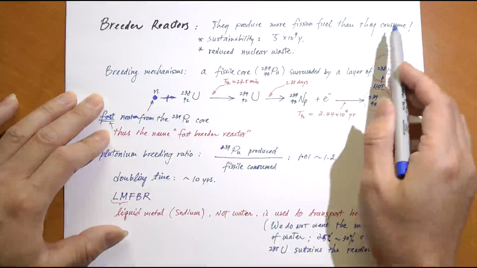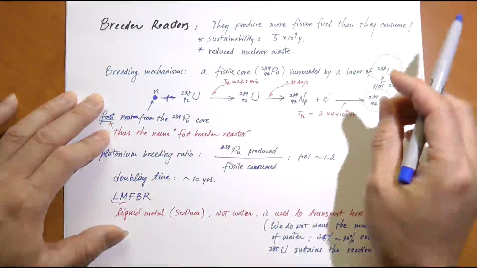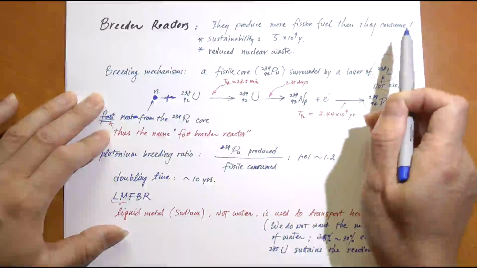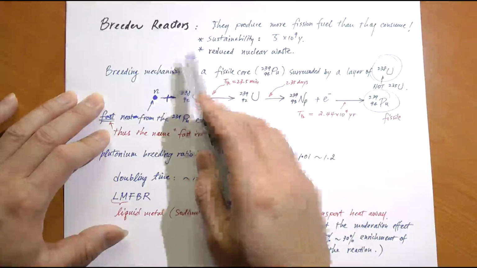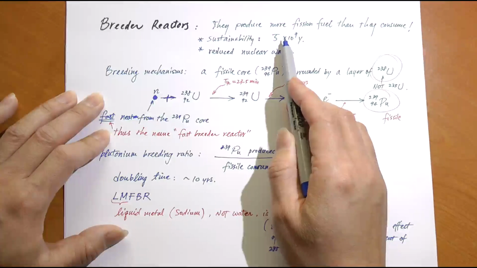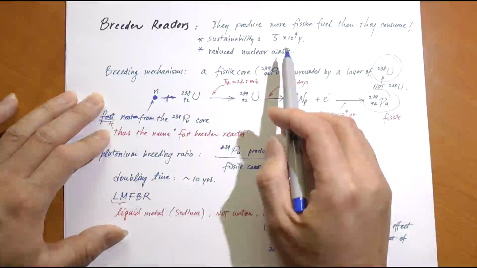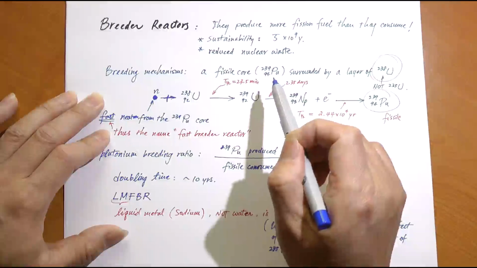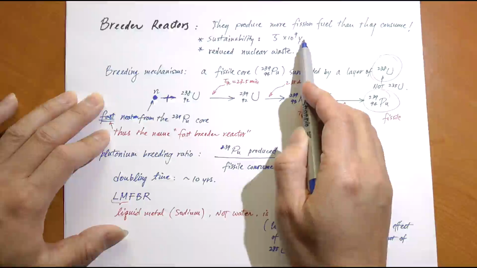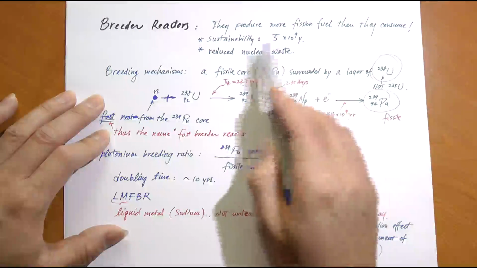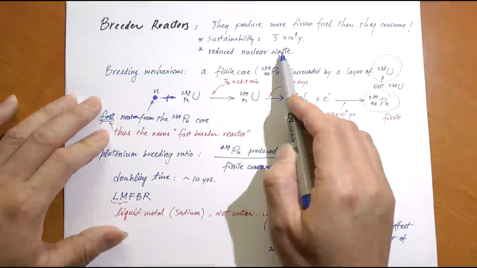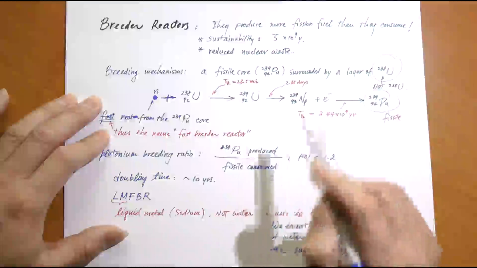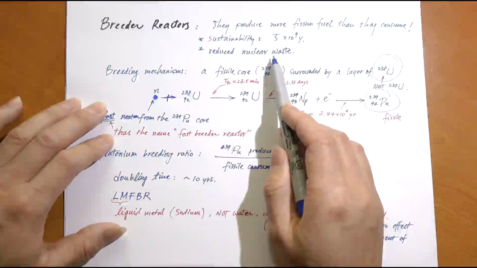As a result, if we mine the uranium from the Earth's ocean and use it exclusively in breeder reactors, then in theory we have enough uranium in the Earth's ocean to produce energy for the next 5 billion years. Another advantage is that they produce less radioactive nuclear waste. So how do breeder reactors work? What's the mechanism? Well, the mechanism is very simple.